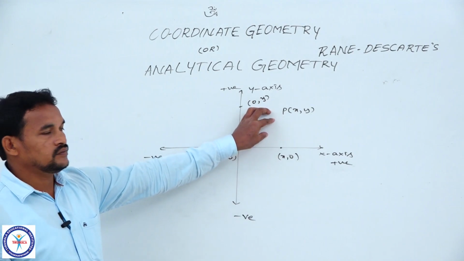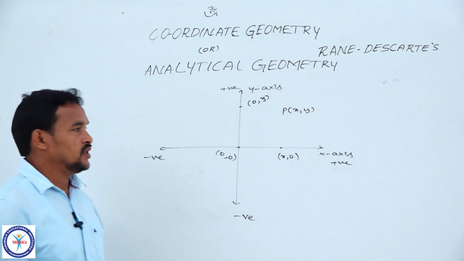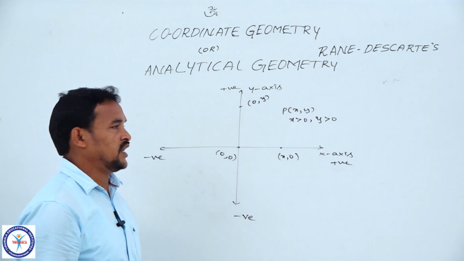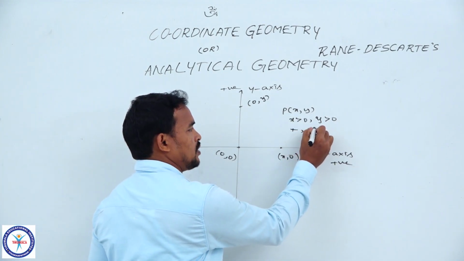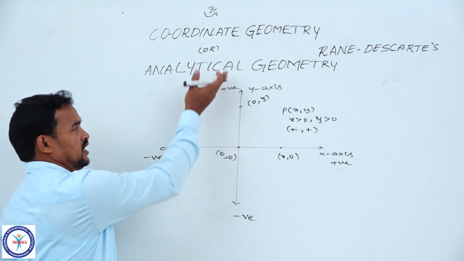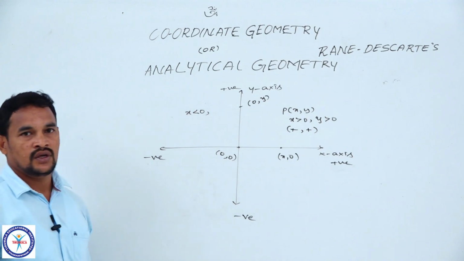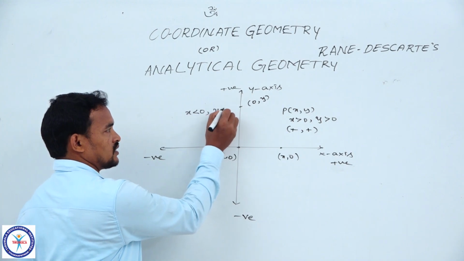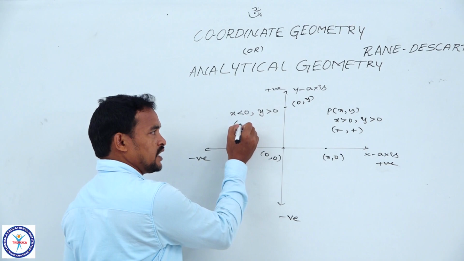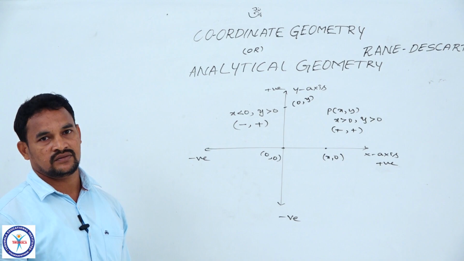In the first quadrant, the x value is positive and the y value is positive. That means x is greater than 0, comma y is also greater than 0, which is nothing but plus comma plus. In the second quadrant, x is negative, y is positive. So x is less than 0 and y is greater than 0. x less than 0 is minus, y greater than 0 is plus. In the second quadrant, minus comma plus.